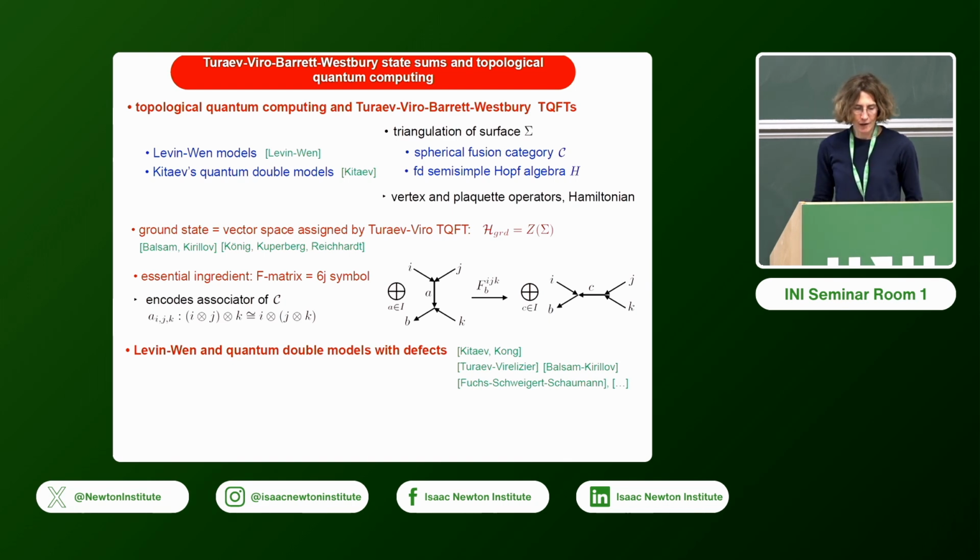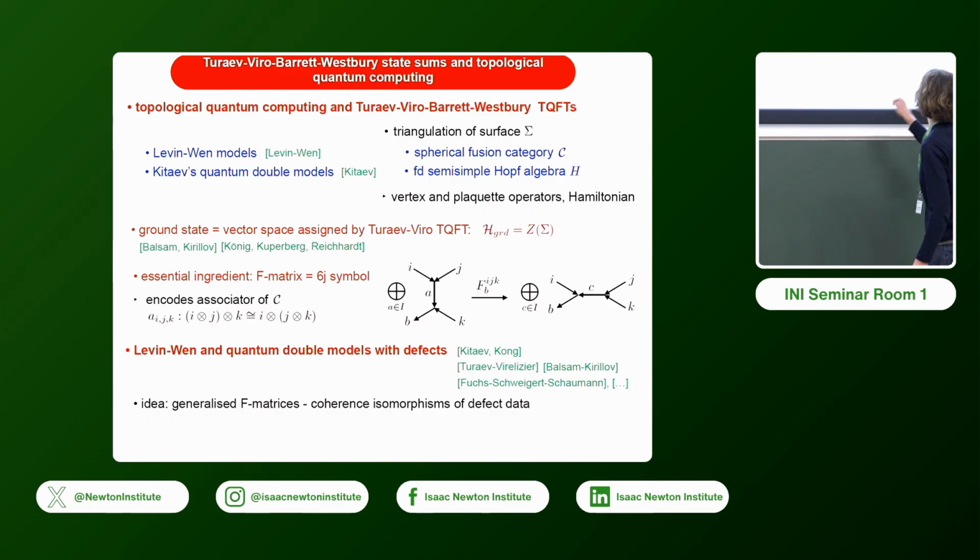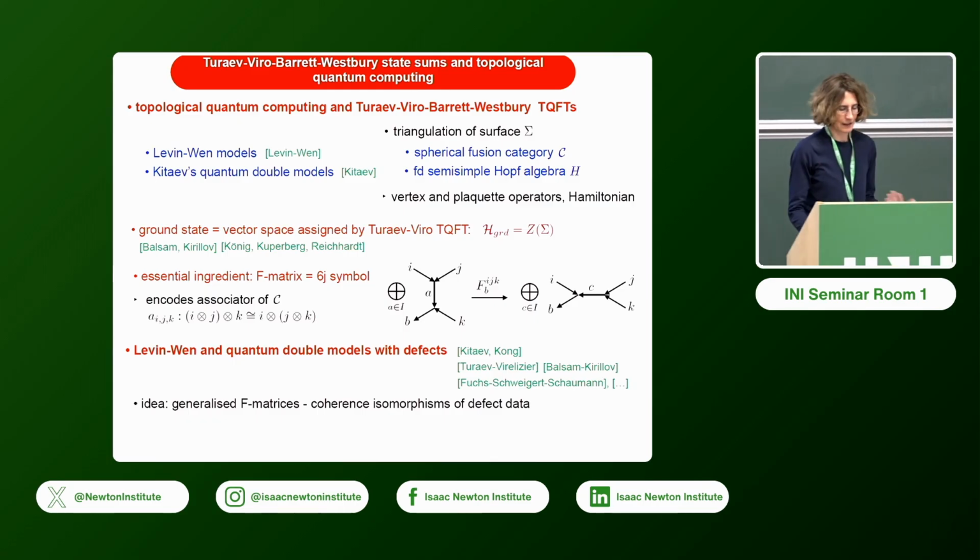And as we all know, there are also versions of Levin-Wen and quantum double models with defects. I think the first work on this was by Kitaev and Kong, but there have subsequently been many other works that treat various types of defects in Levin-Wen and quantum double models. The idea is then that one needs some generalized data that labels the defects, and one encodes this data in some generalized F matrices. In a similar way as here the associator is encoded in the F matrix, one has generalized F matrices that encode the additional isomorphisms, the coherence isomorphisms of the defect data.